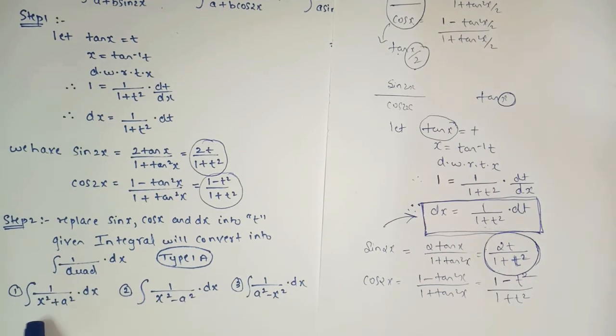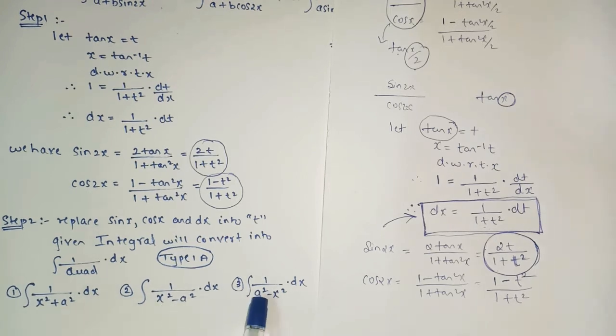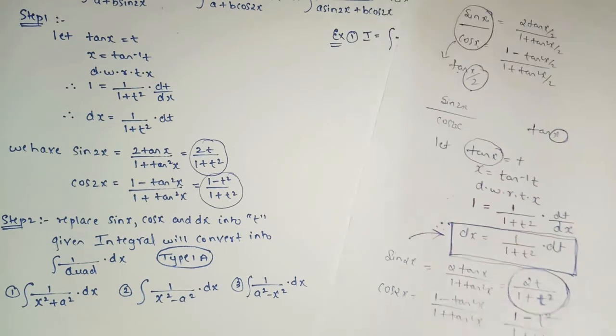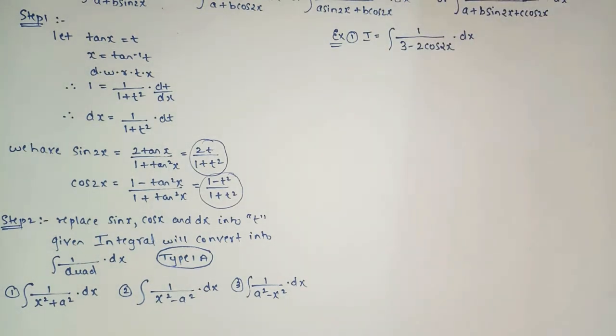As it contains three formulas: one is 1 upon x square plus a square, the second one is 1 upon x square minus a square, and the third one is 1 upon a square minus x square. So let's take one example based on sine and cos, and one example based on sine and cos together.